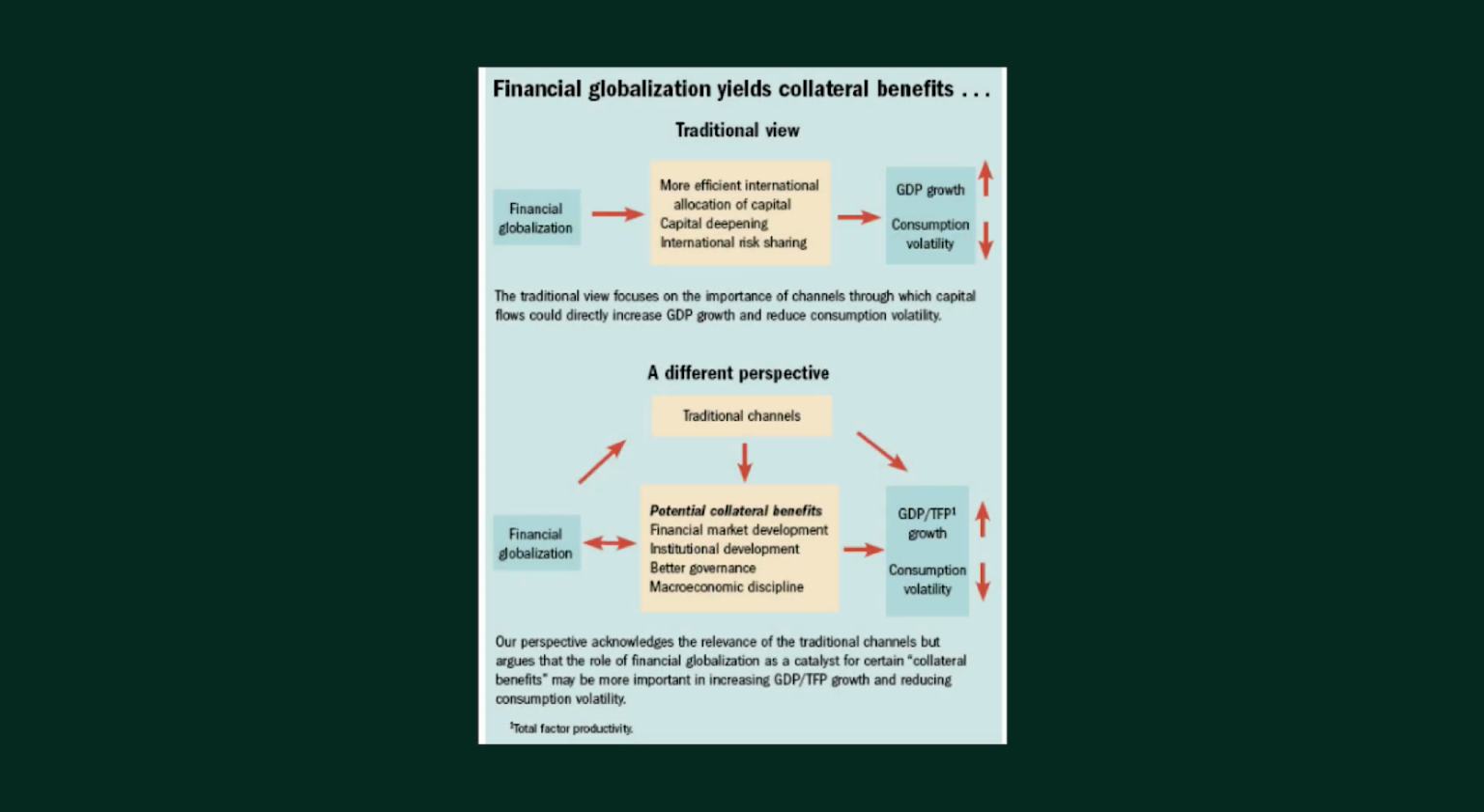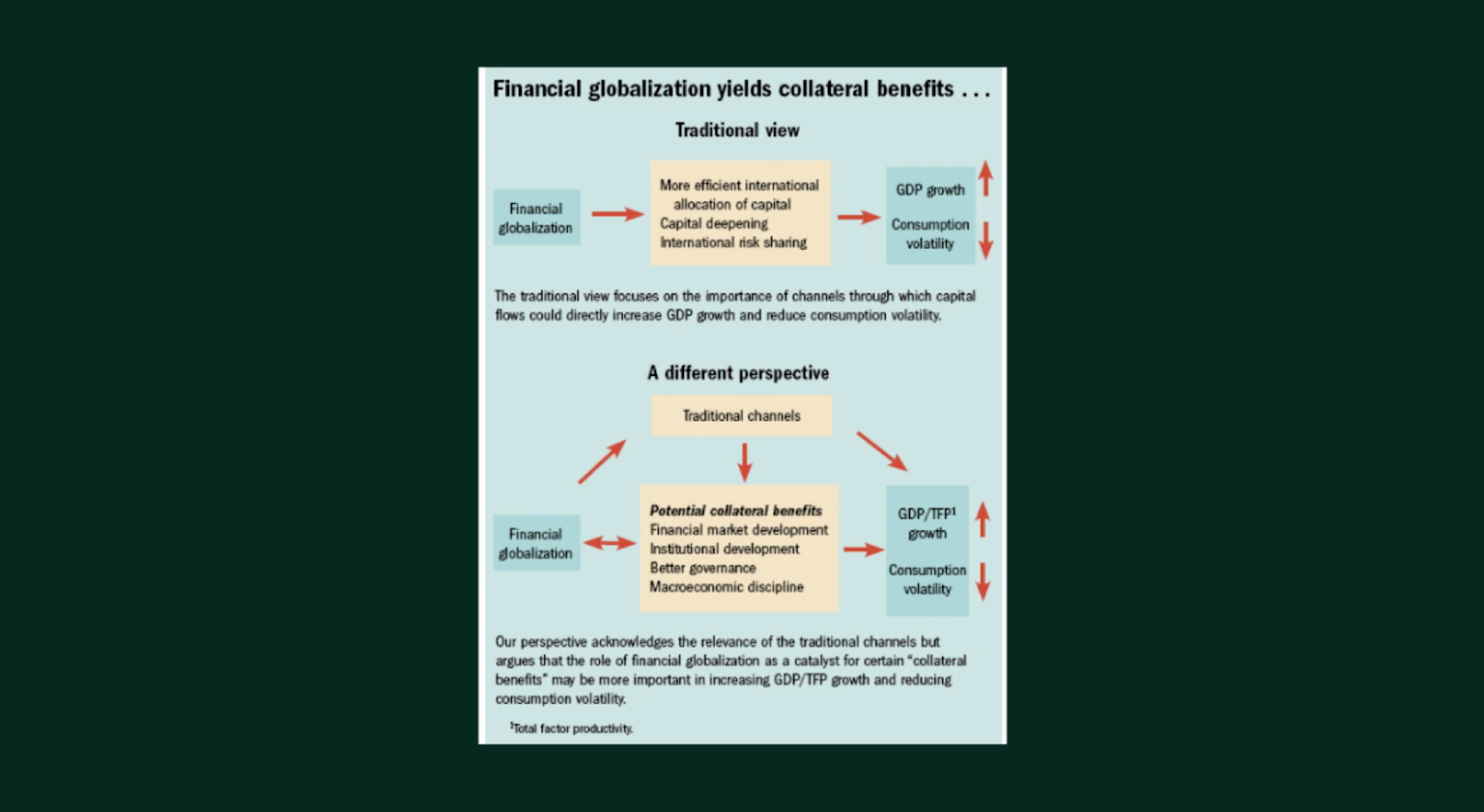We have here a chart where we try to show that financial globalization yields collateral benefits. As you can see in this chart, I have a traditional view and I also have a different perspective. In the traditional view, financial globalization leads to a more efficient international allocation of capital, capital deepening and international risk sharing, and this ultimately leads to a rise in GDP growth and a fall in consumption volatility.